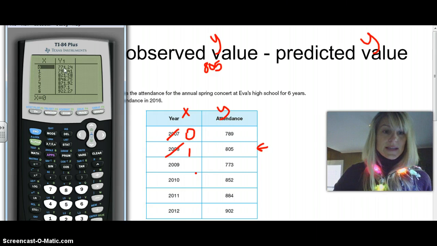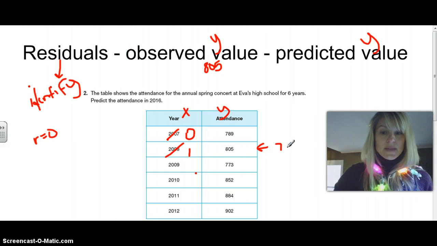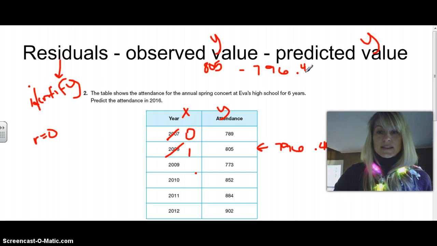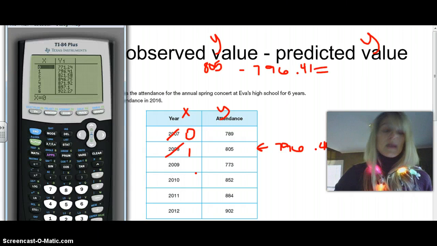So at 0, it predicts 771.24, while our actual is 789. When x is 1, it predicts a y value of 796.41. So 796.41 is the predicted value. The actual value was 805. So if I subtract that, that's going to give me the residual. Okay, so let's see what happens when we get that. And if you missed that, pause the video and go back.